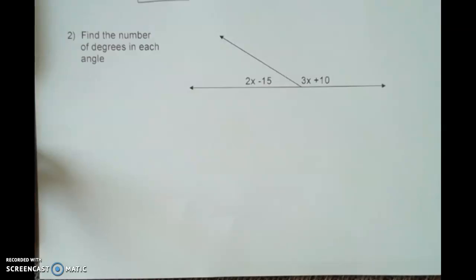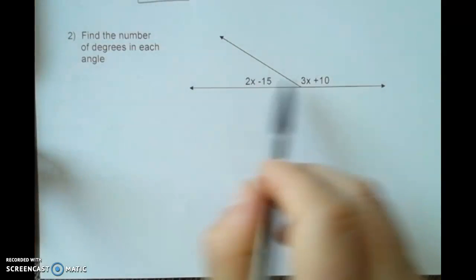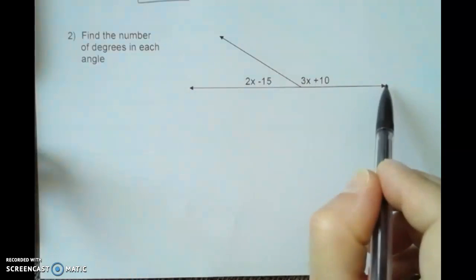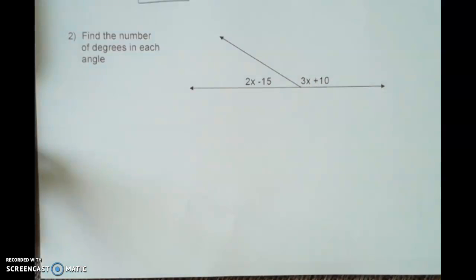In our next picture, again, we have two missing angles. One of them is 2x minus 15. The other one is 3x plus 10. And again, I'm going to use algebra to figure out the measure of each angle in that picture. On this picture, I see when I put these two angles together, they form a straight angle, which is 180 degrees. That means that these two angles are called supplementary angles.